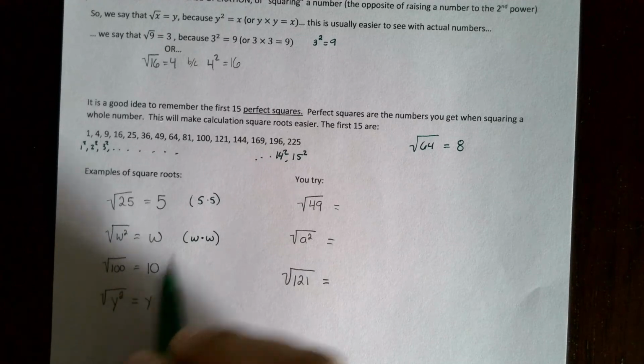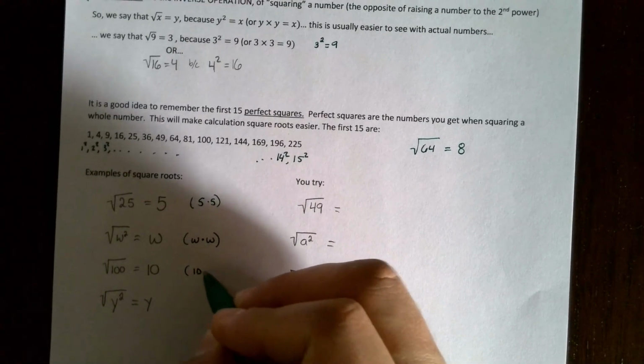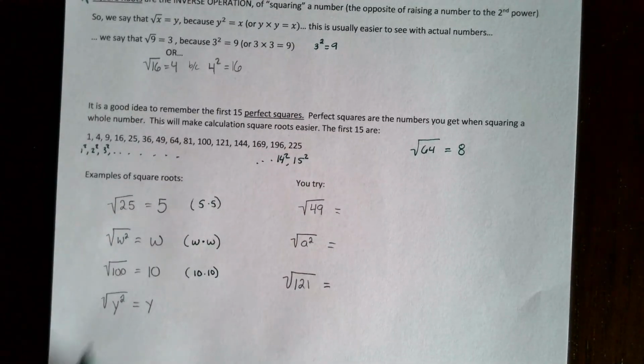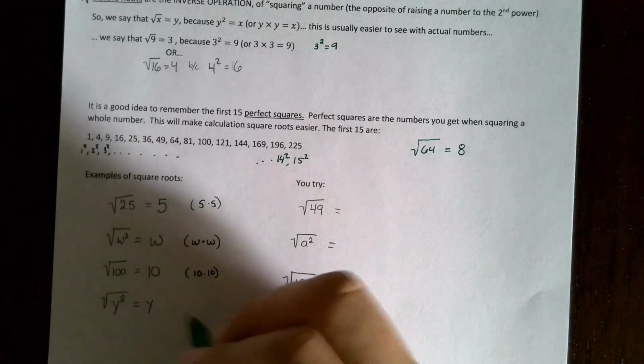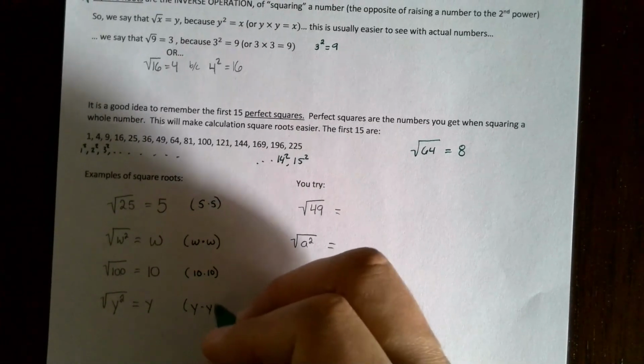Square root of 100 is 10. Again, why? Because 10 is the number that when you square it, 10 times 10, multiplied by itself twice, you get 100, the number you started with. And we'd say the square root of y squared is y, because y times y is indeed y squared.